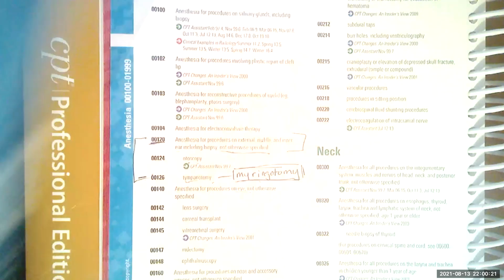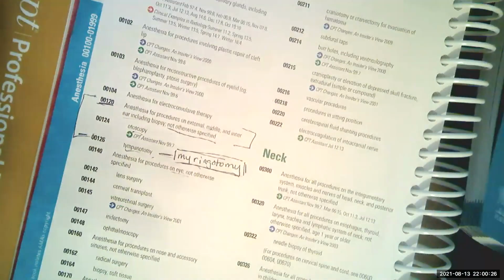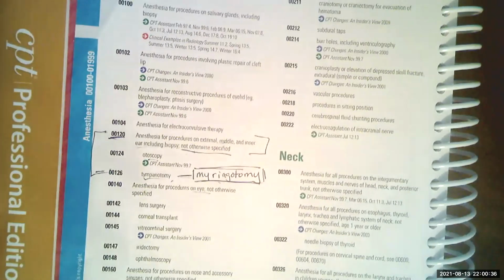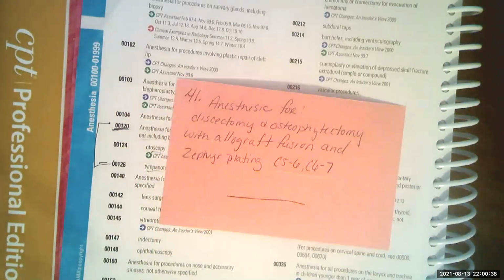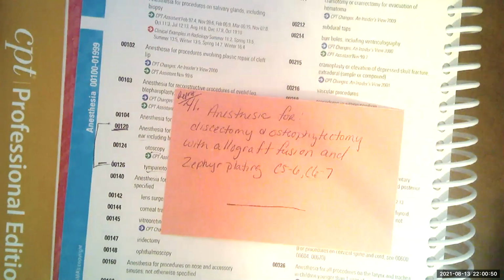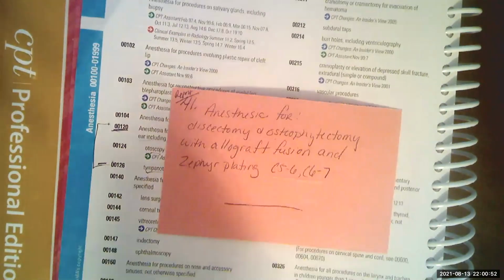Okay, so let's go back to the actual manual, and here it is. Now, let's see here. Okay, so remember everything. So here is our question, and again, it's 28, but it's report 41. Here's what we're actually doing. And it's just the anesthesia for all of this. So we're not going to come in and code all of these procedures. We're just doing the anesthesia.